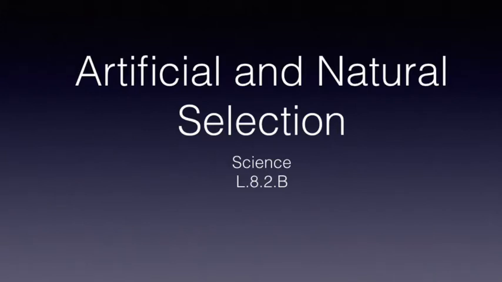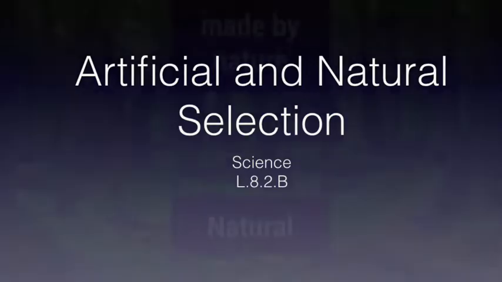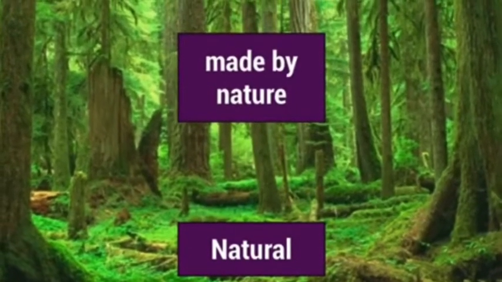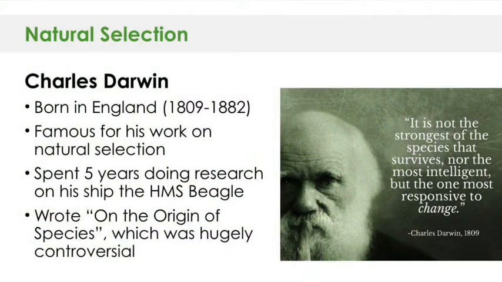I want to go back and look at artificial and natural selection with you. This is standard L8.2B. We're going to start with looking at natural selection. So when we're looking at something that's natural, you can think of the word natural by seeing nature.